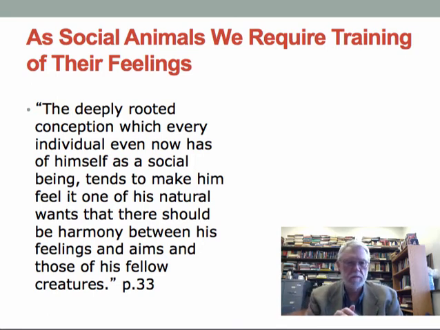So he goes on to say, quote, "The deeply rooted conception which every individual even now has of himself as a social being tends to make him feel it one of his natural wants that there should be harmony between his feelings and aims and those of his fellow creatures." So we think our desires, wants, needs should be in accord with everybody else's. And we watch others as children, especially; we learn from them, we learn how to be the kinds of people that we are, and we want to be social beings. And as much as we want to say, I'm a rugged individual, nevertheless, we always say that we want to be part of the social group. It makes us feel good. And of course, no surprise, because we are social animals.